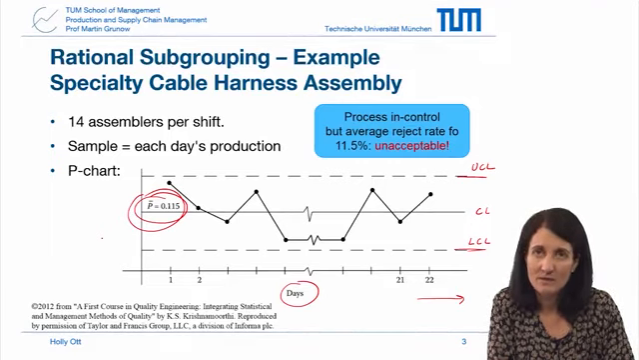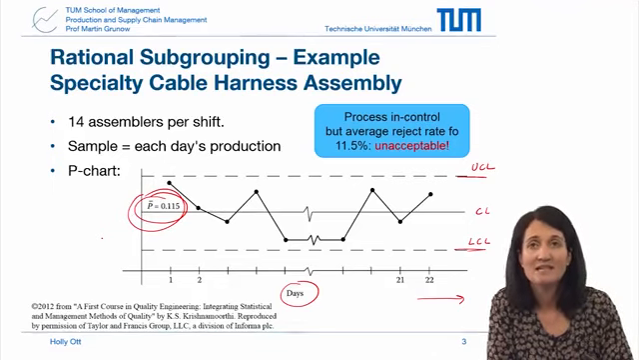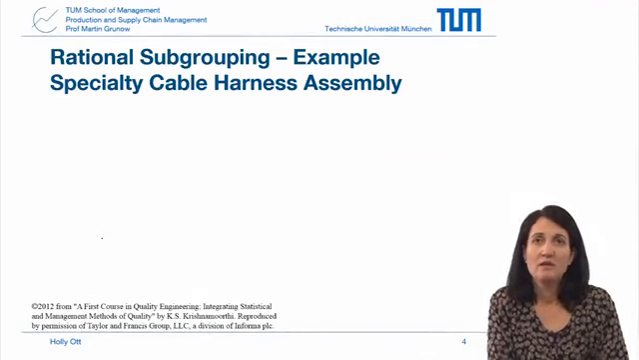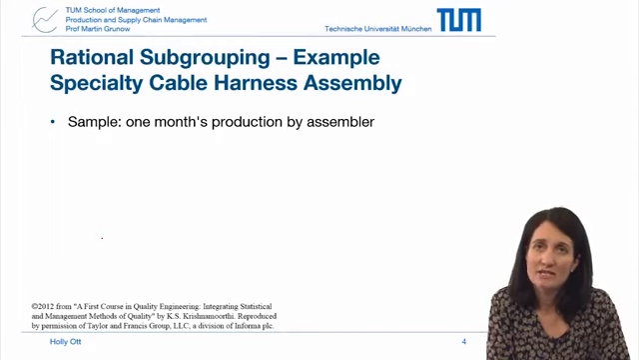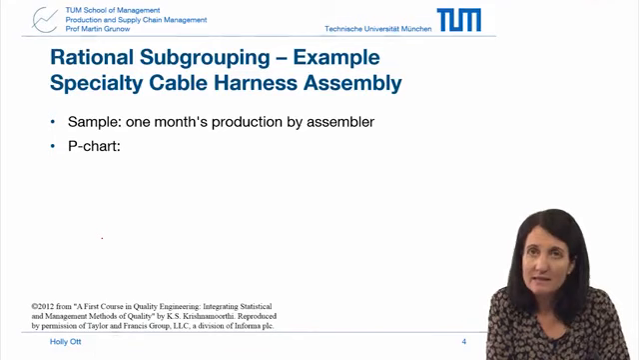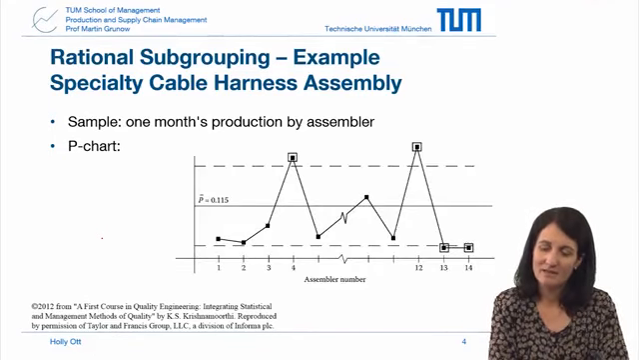Now here it seems very obvious that it makes sense to look at the data in a subgroup by operator. So data were collected and the sample was changed to be 1 month production for each assembler. And again, the P chart was drawn with the assembler as the basis of the subgrouping. And this is what became apparent.